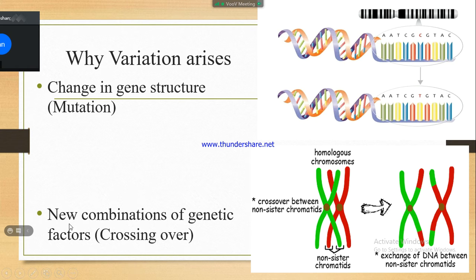Then new combinations of genetic factors arise during crossing over. Here is the structure of two homologous chromosomes. This is the structure of one chromosome, and this red one is another chromosome. Both are crossing here and they exchange their parts. Here the green one gets the red portion, and the red one gets the green portion. So here the DNA changes, and the changing of DNA ultimately leads to variations.